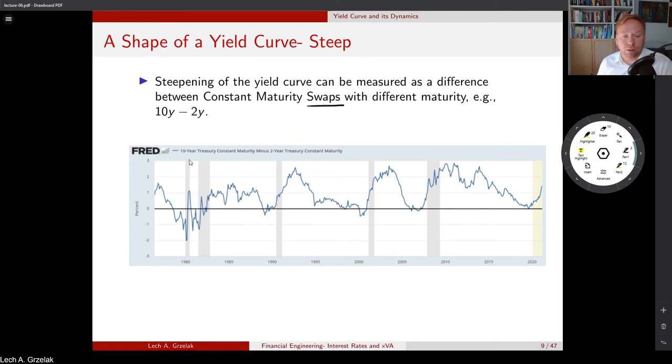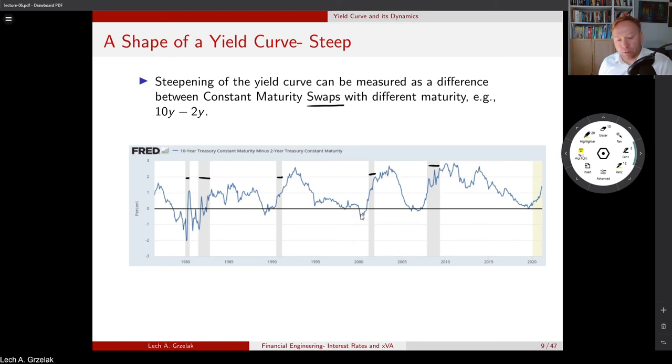This is taken from the Fed. And you can see, for example, here it was negative. This means that the 2-year was higher than the 10-year. The gray areas, here, here, here, indicate a recession. You can see, for example, here it was very clear that after this spread went negative, a recession took place. The same here. Here it was negative, nothing happened, and then it happened, I think, 1.5 years later.